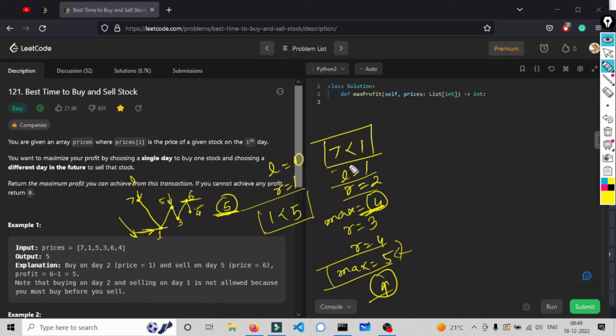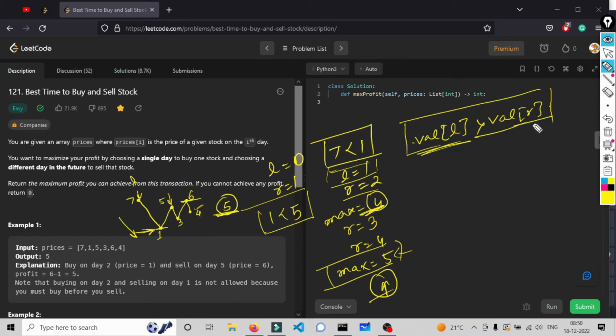So the left value will be updated if and only if the value of left is greater than the value of right. It will only update in this situation, otherwise it will not update.